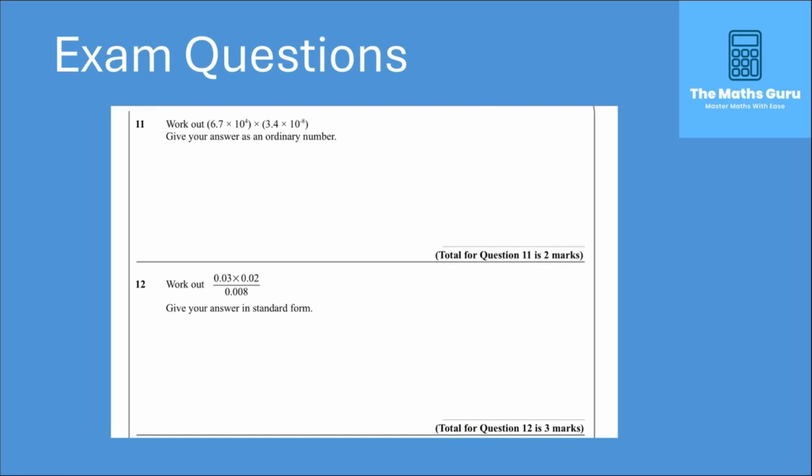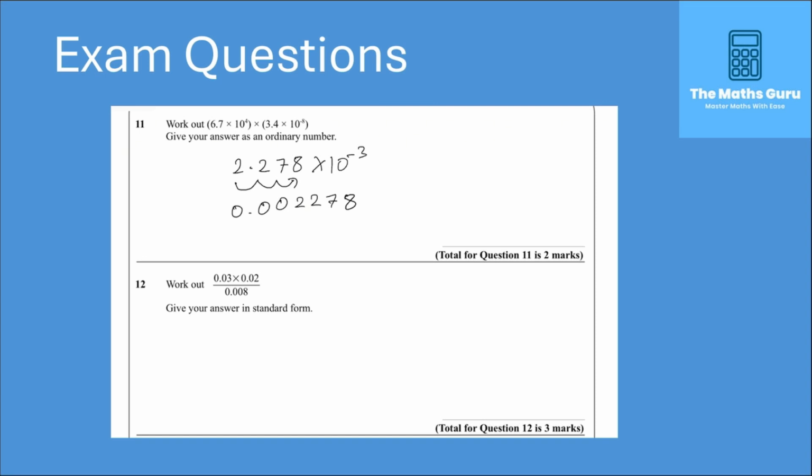Moving on, we can again use our calculator, and it asks us to give it as an ordinary number. So when we put this in our calculator, it will give us 2.278 times 10 to the negative 3. Writing this out means we'd have to move this number 3 spaces to the right. So 1, 2, 3 makes it 0.002278. And that is our answer.